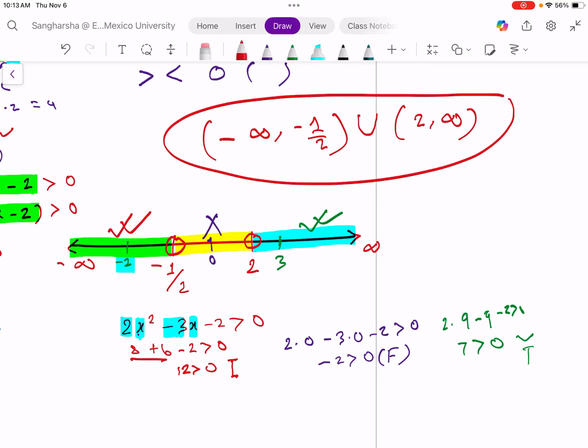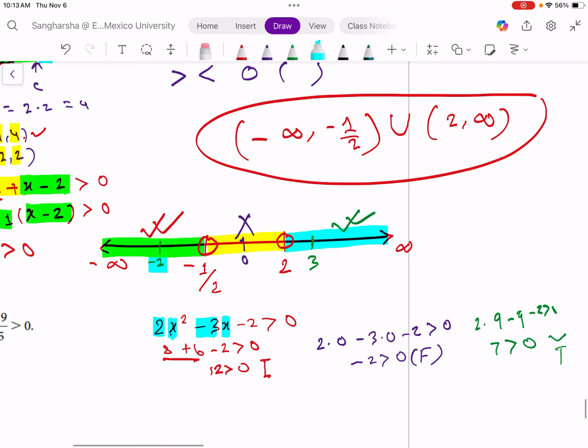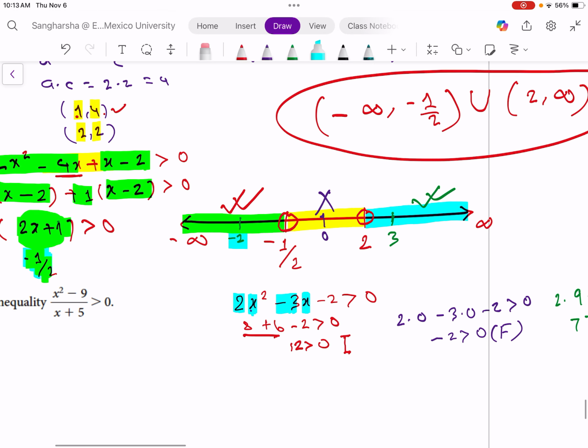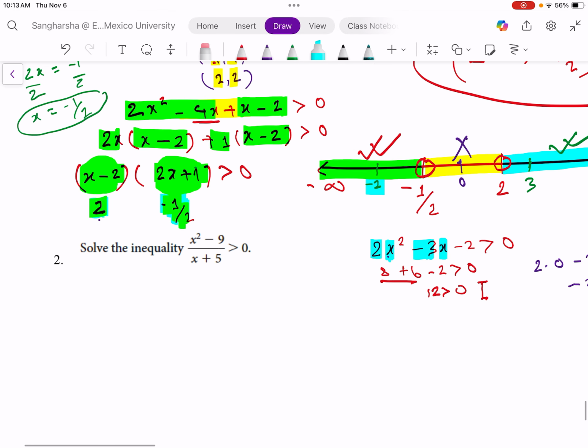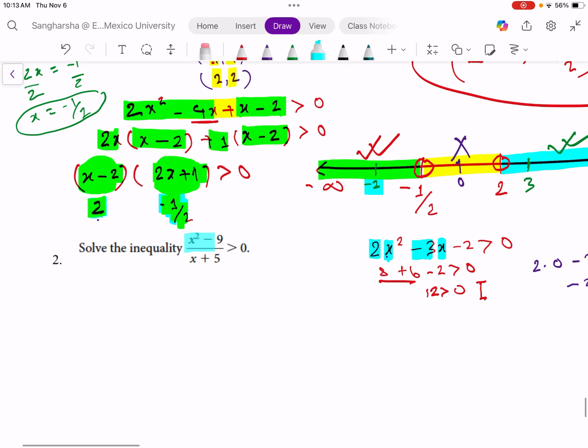Okay, so this is our quadratic inequality, and a quadratic inequality is also a polynomial inequality. If you have any polynomial inequality, this is how we solve. Now the next one, we have this inequality. What kind of inequality is this? This is the rational inequality. Okay, so this is our rational inequality.